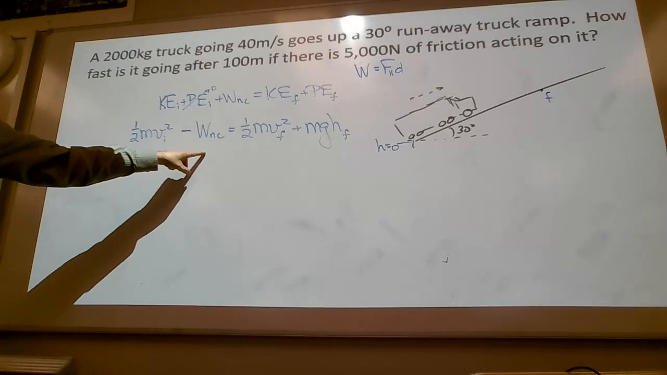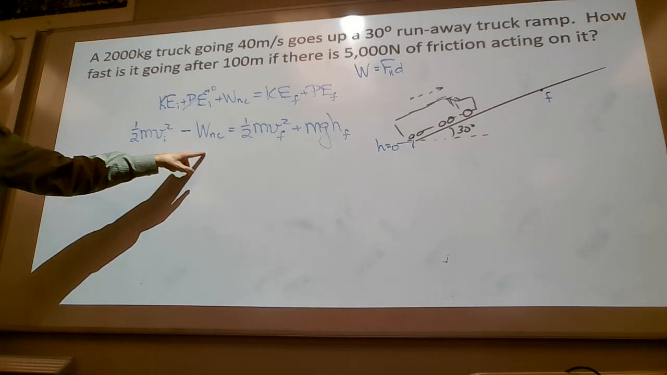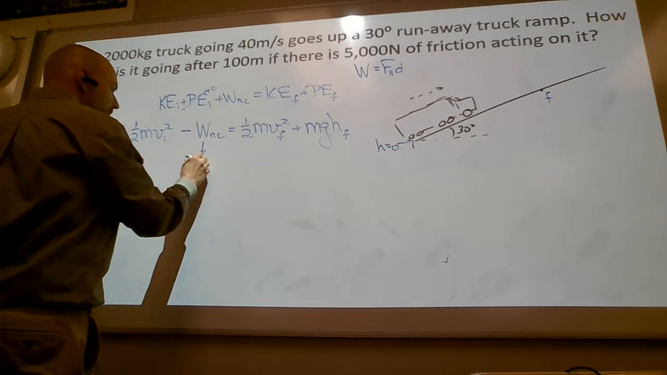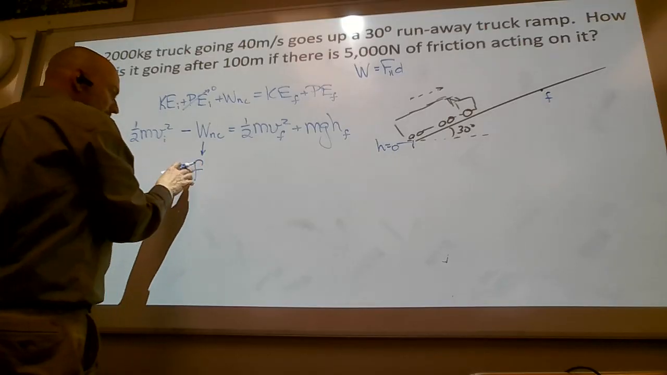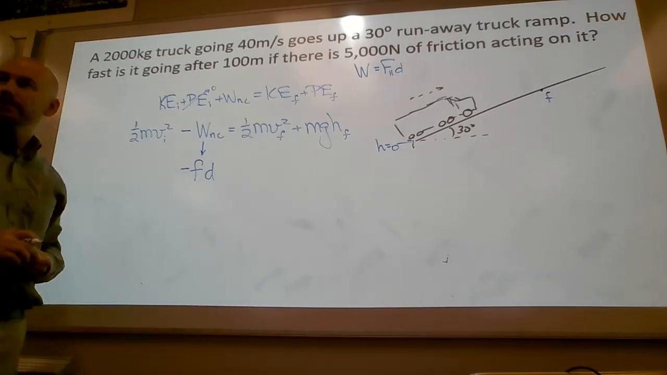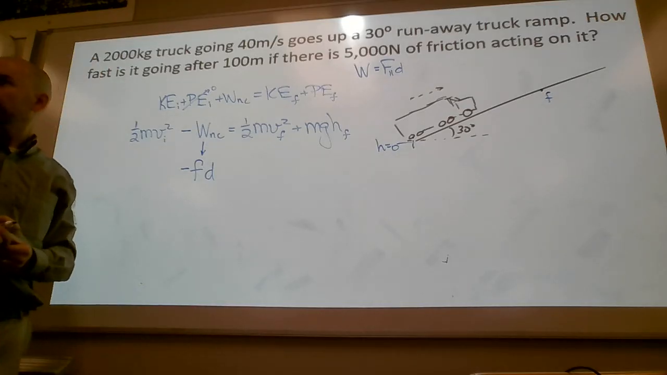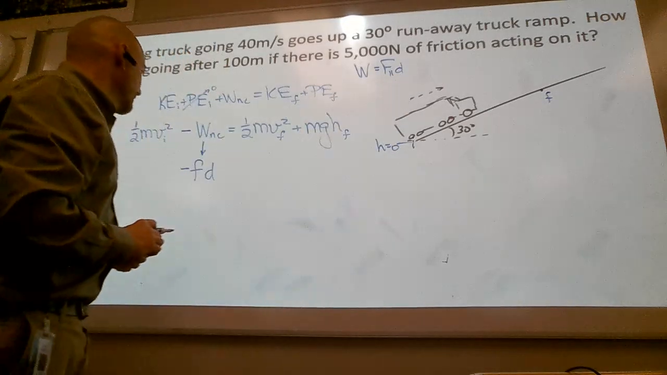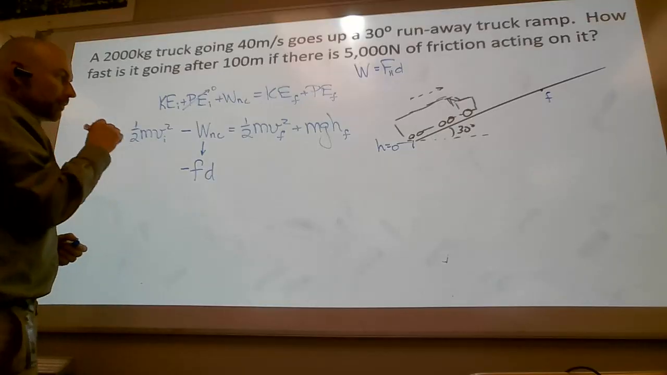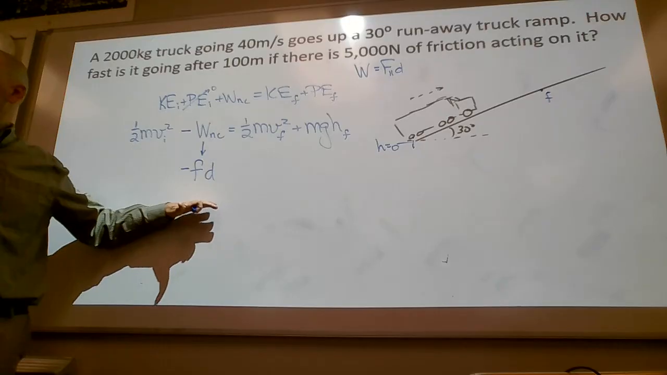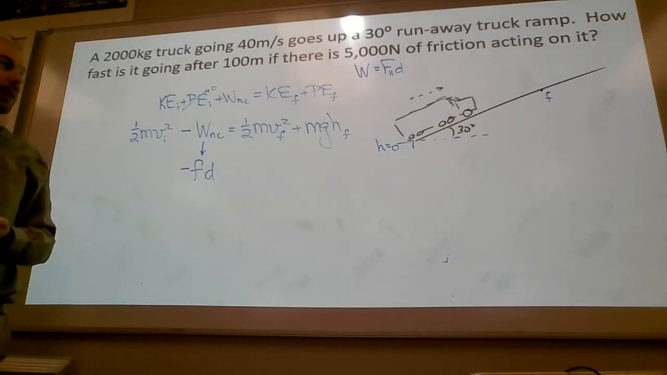Okay. This is the added layer of complexity. You need to put in minus, negative work, friction times distance. Does that make sense? I gave you a force. You need to find the work by multiplying by distance. So does that make sense? You got to watch this, what I give you and what I don't.